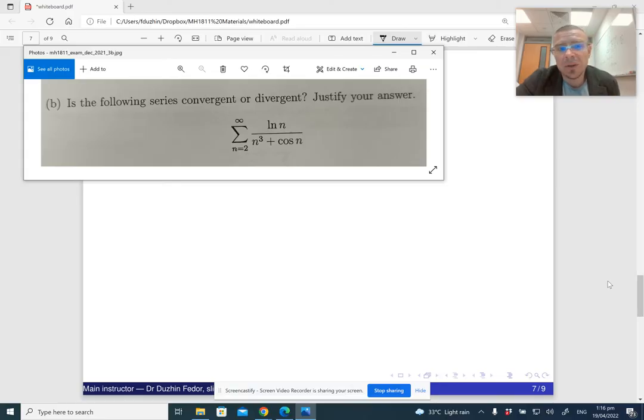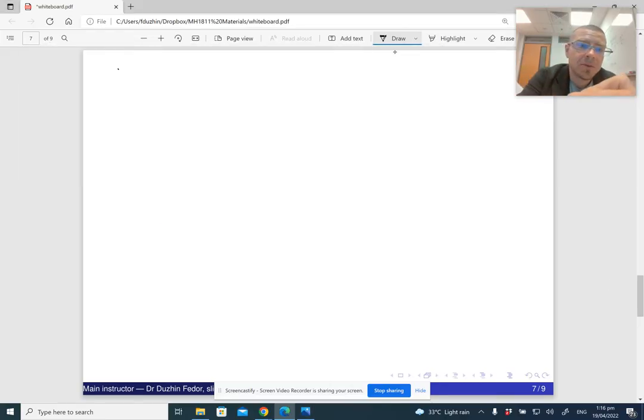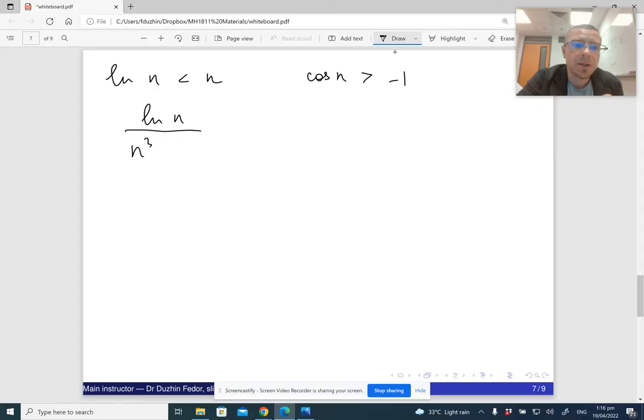So how can we prove it rigorously? Well, there are different ways to do it. I think the easiest way is to just estimate the logarithm of n from above, right? So let me write it. Very simple inequality: ln n is less than n, right? And cosine n is bigger than -1, right? So applying these two inequalities, we see that ln n divided by n cubed plus cosine n is less than n divided by n cubed minus 1.